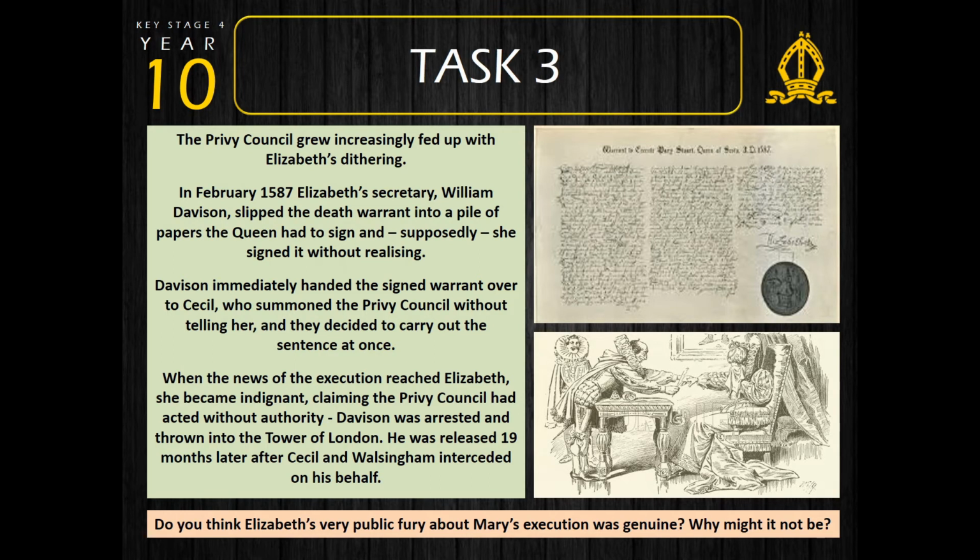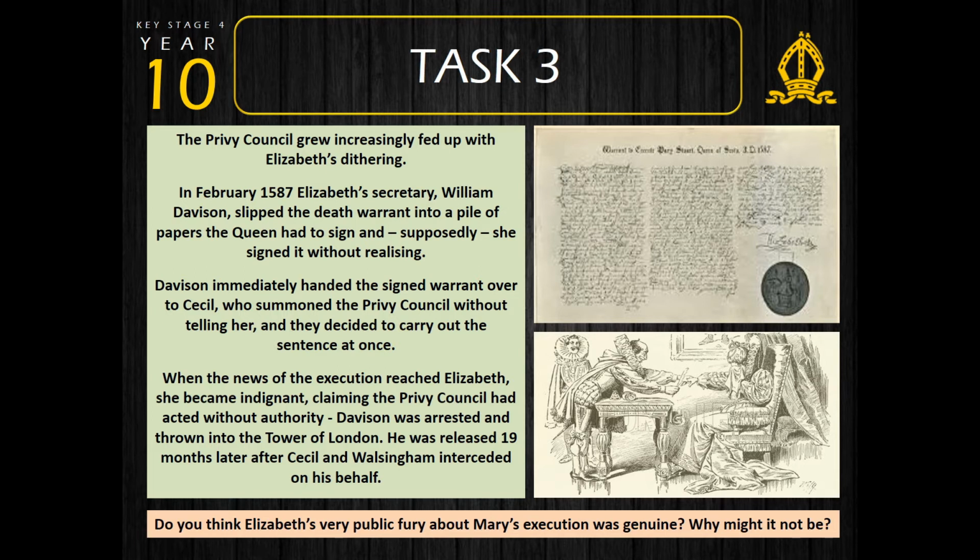Now, when Elizabeth got that news, she becomes very angry. She says, "Now, how dare you? I didn't want that to happen." The secretary's arrested. He's kept prisoner in the Tower of London for over a year. All right, because he claims that he acted without having any consent.